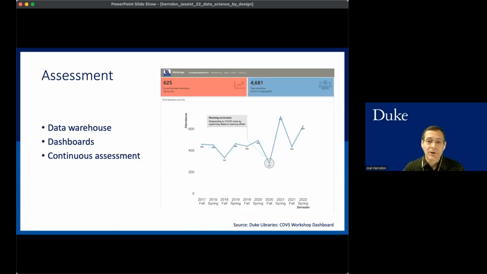I think the second large area that we found that was true across many of the libraries that we talked to was that assessment is another growth area for a lot of people using data science tools in libraries.